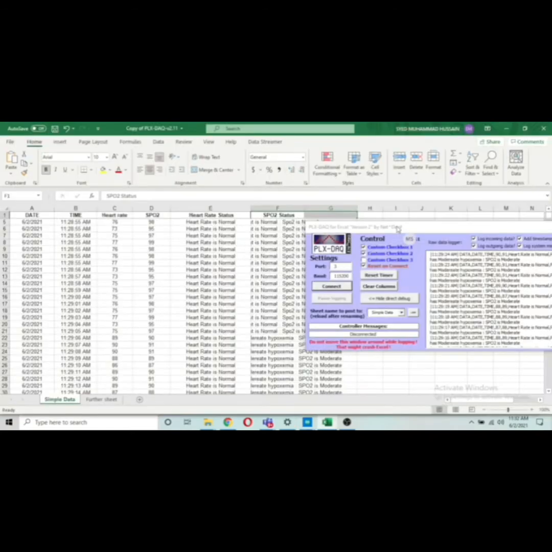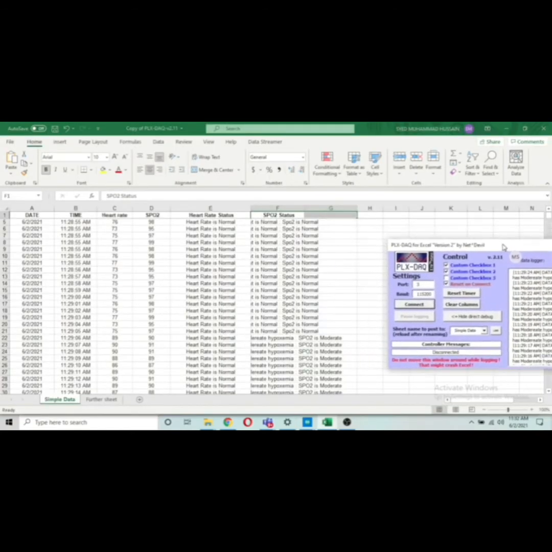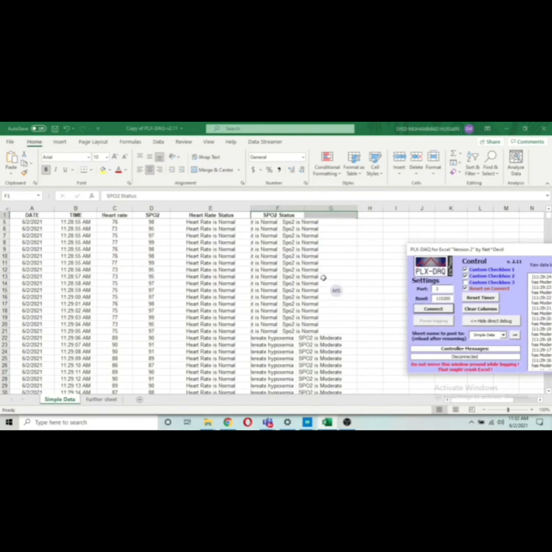On Excel, here is the time, date, heart rate and SpO2 level, with the status of whether the heart rate and SpO2 are normal or not. You can see when the stats are normal, it shows heart rate is normal and SpO2 rate is also normal. Now, if we do some exercise and check the statistics, the heart rate is normal, but the oxygen level in the body is decreasing, so it shows moderate hypoxemia.